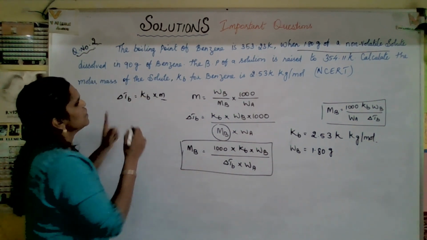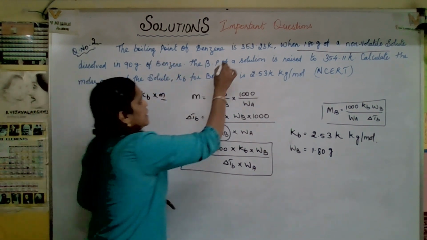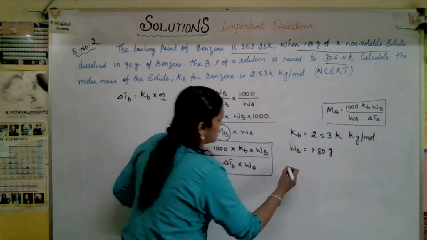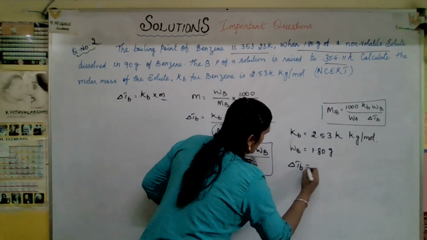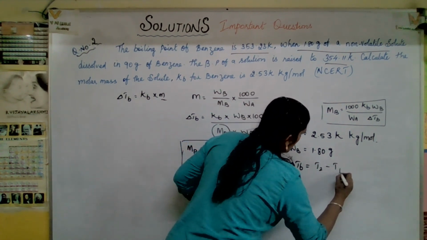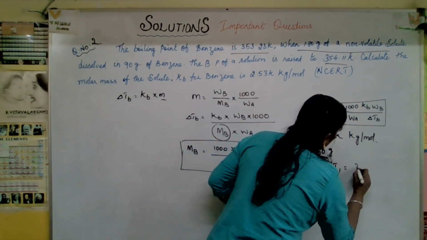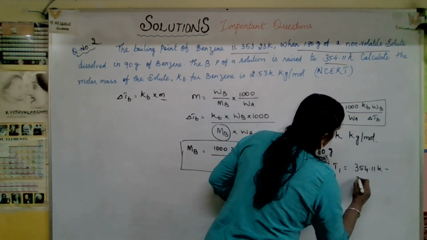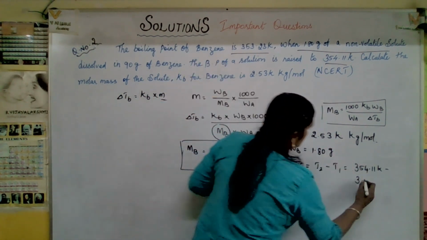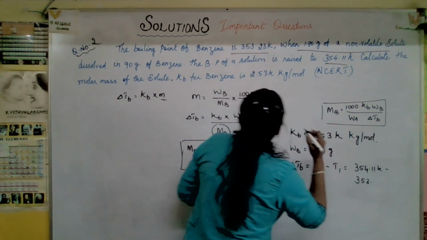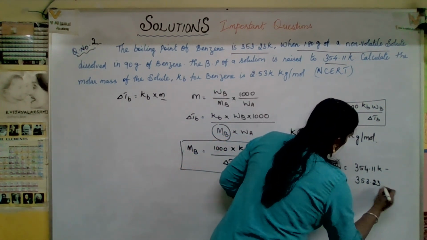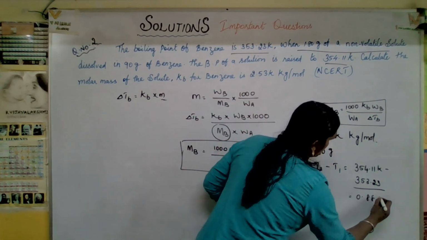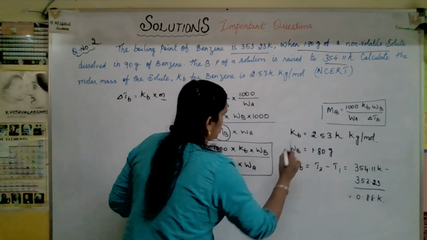Delta TB actually, they have given the boiling points, T1 and T2 raised. So delta TB equal to T2 minus T1, right? So here it is 354.11 K minus 353.23 K. Right? So what is the answer? You will get 0.88. So delta TB also we got it.